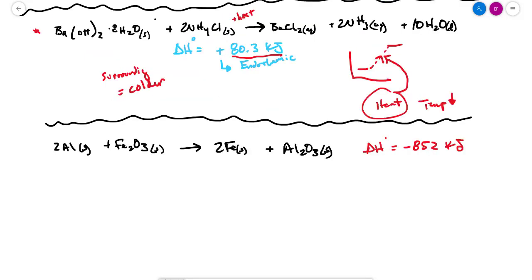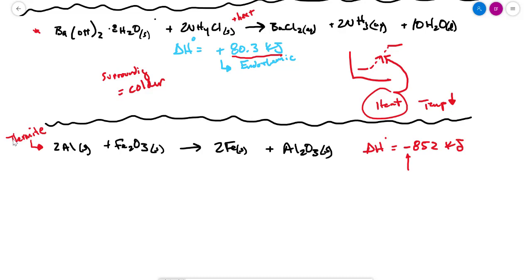Okay, looking at a second example here, I've got aluminum metal plus iron oxide, or rust. Those two things can come together to create iron metal plus aluminum oxide. This reaction, we talked about in a previous example way back, is a type of thermite reaction. What do we know about the sign of the standard enthalpy change here? Well, it's negative.